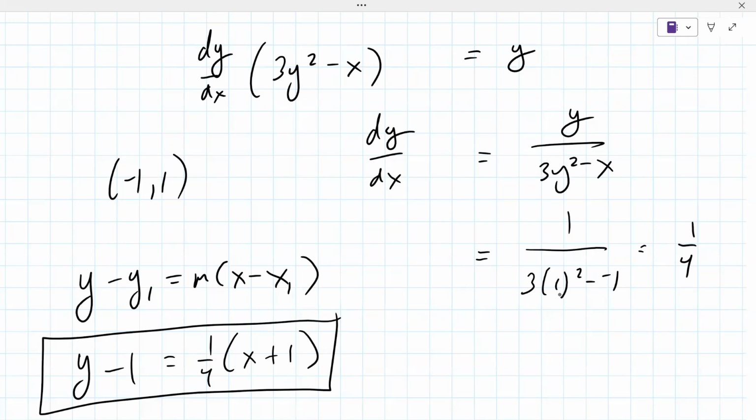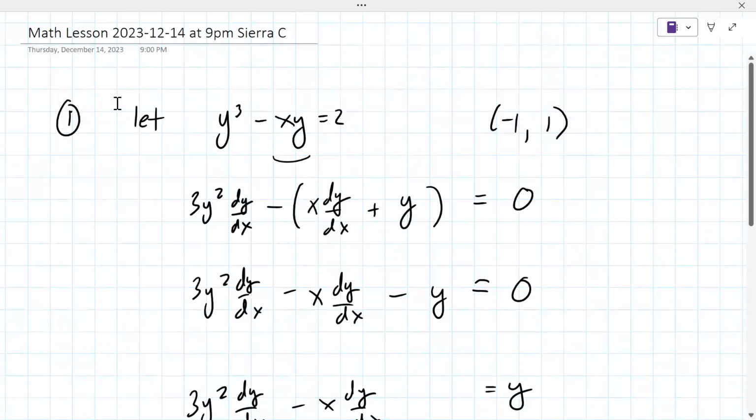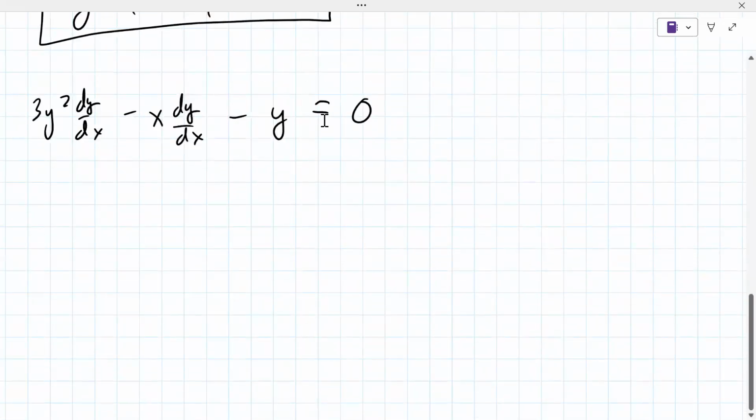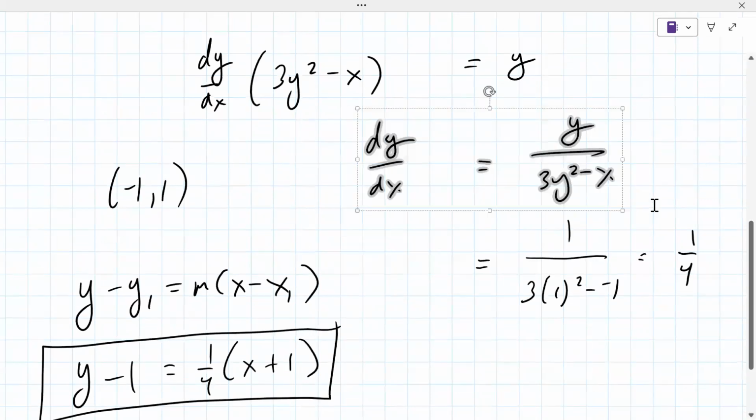Okay, number 2. I want to grab this line for number 2. When you're taking a second derivative implicitly, you basically have to do two things. The first is what we did in the previous problem, which is you solve for dy dx.